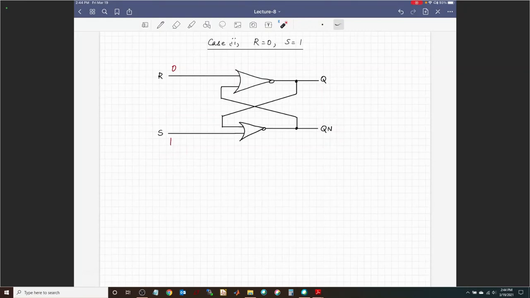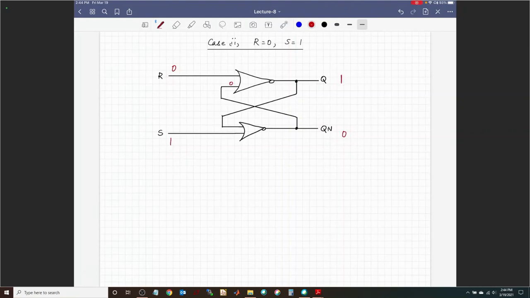So the moment you know S is 1, what do you say about Qn? If you know S is 1, what do you know about Qn? Qn is 0, right? One of the inputs is 1. You right away know that the output Qn is going to be 0. You don't have to wait for the other input from Q to come in. Now, if that is 0 and this is 0, what would Q be? Because this 0 actually appears here. So what would Q be? Q would be 1, right?